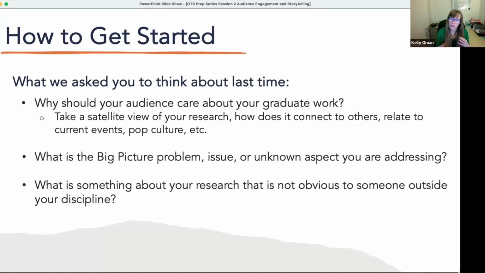Thinking about this right now can help you think about what are the surprising elements of my research that I can share, or what are the necessary components that I need to share in order for somebody to understand this research. And a little bit later, we're going to talk about the nuances of that question of what you need to share, what background you have to give.